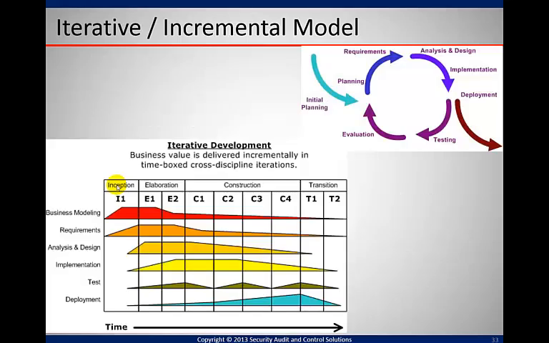This is just a very good explanation of visually what the iterative or incremental model defines. We have the 4 phases, which are the inception, elaboration, construction, and transition phases. And each one of these has sub-phases. And then we have our business modeling, requirements definition, analysis and design. And as you can see from that slide and that image, where each of these focuses predominantly.